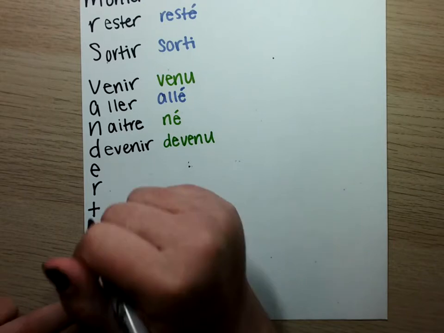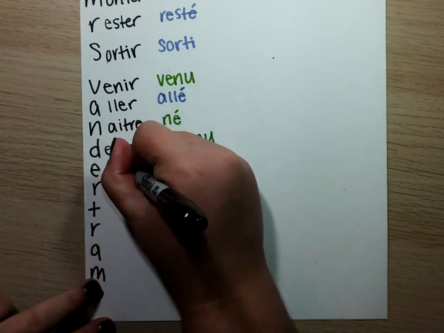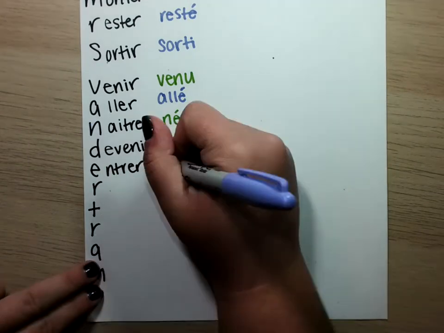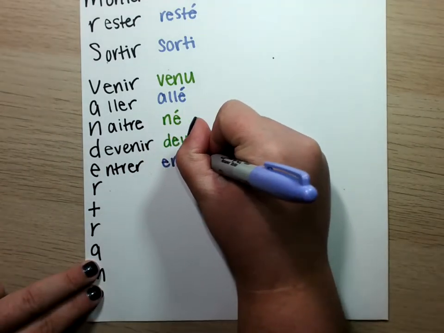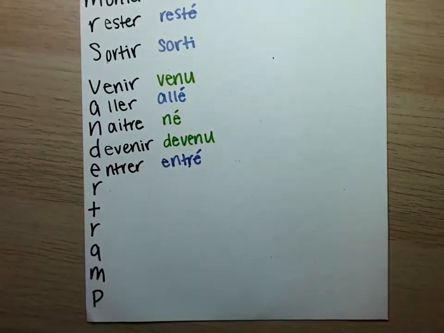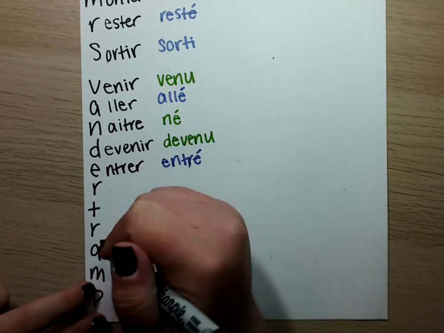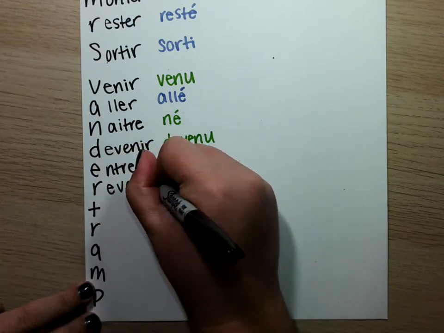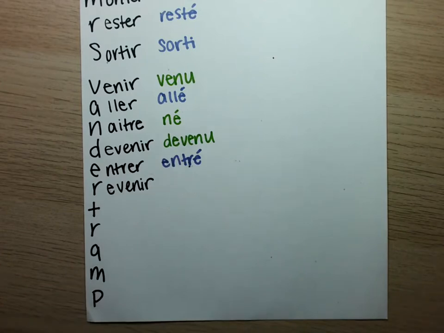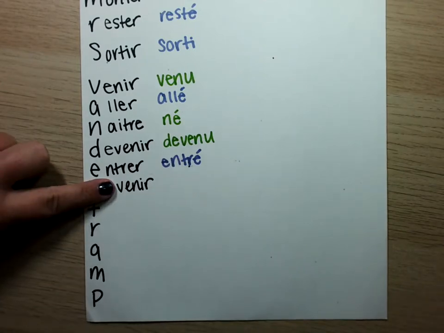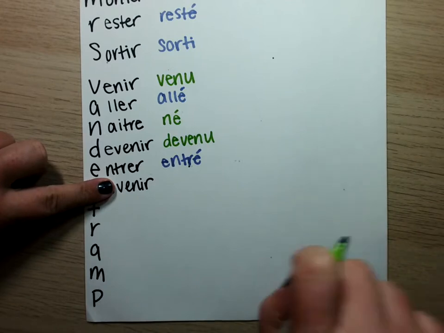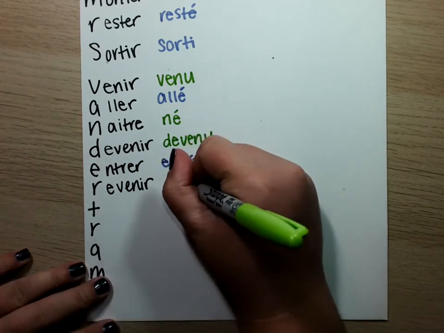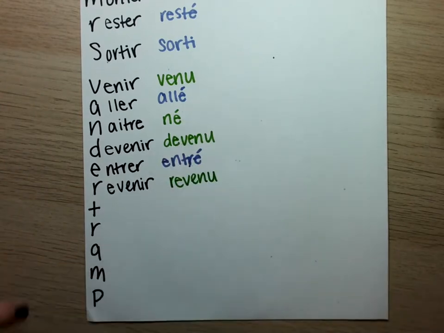All right, our next verb is entrer, the verb to enter. Entrer is going to play along. It's going to be nice. It's going to stay entré. All right, moving on down the list, we have revenir, the verb to come back. So revenir again has venir as part of that stem, so it's going to follow the same pattern as venir and devenir. So it's going to be revenu.